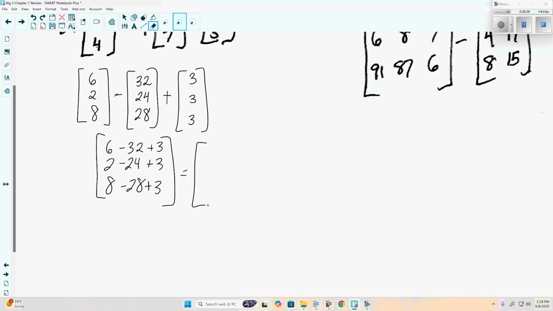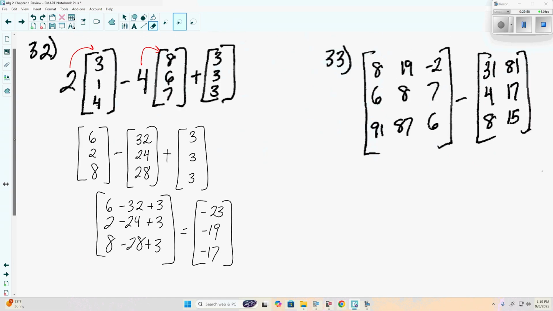Because 6 minus 32 is still negative 26, plus 3 is still negative 23. 2 minus 24 is still negative 22, plus 3 is still negative 19. 8 minus 28 is still negative 20, plus 3 still gets us negative 17. We'll still get there. We're just cutting steps out. Any questions on 34? We good with 34? How about 35?